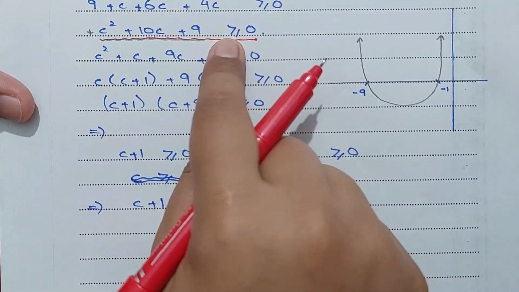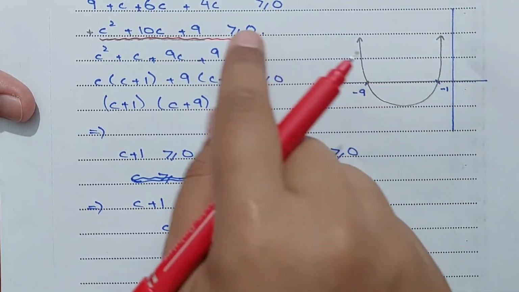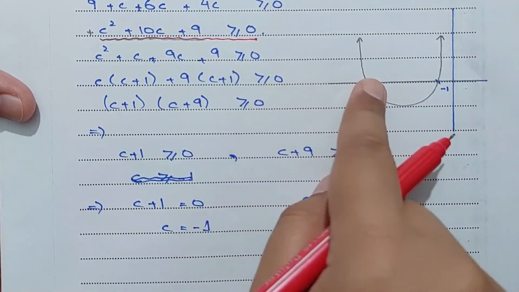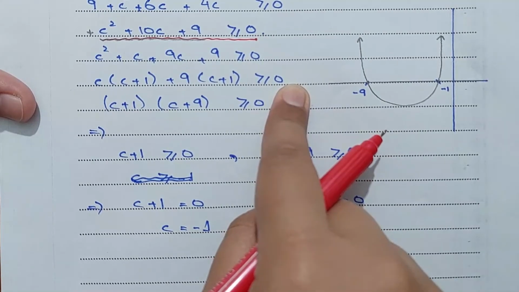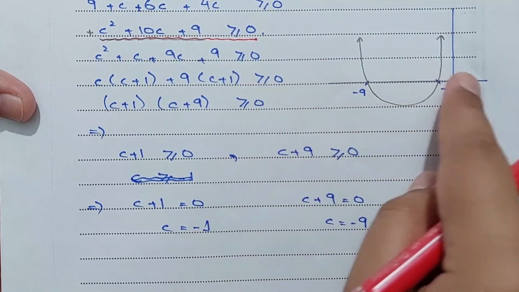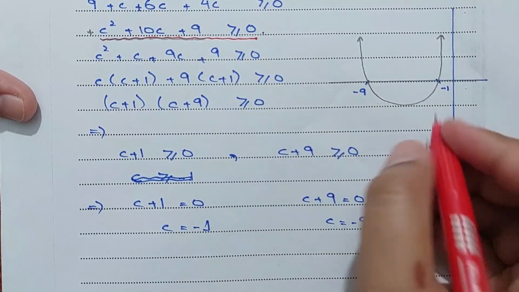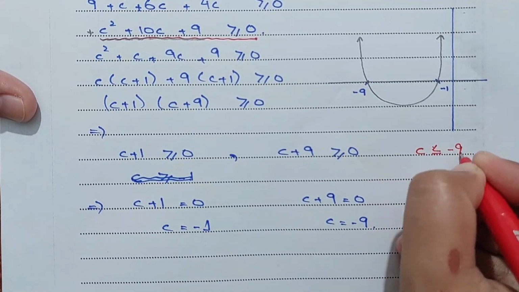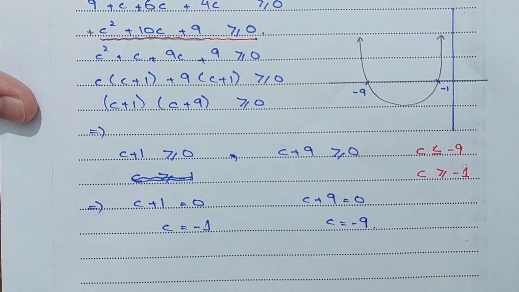Now we have to find the solution when it is equal to 0 at minus 1 and minus 9, and when it is more than 0. So when the x values are less than minus 9, because minus 10, minus 11, minus 12 are less, right? When x values are less than minus 9 and when x values are more than minus 1, it is extending, right? So we have two solutions when c is less than or equal to minus 9 and c is greater than or equal to minus 1. These are the two sets of values of c where the line and the curve meet.